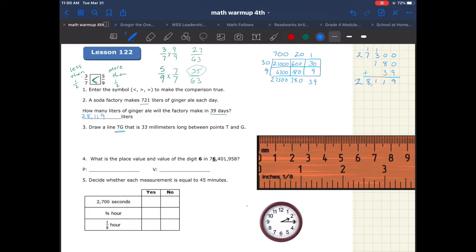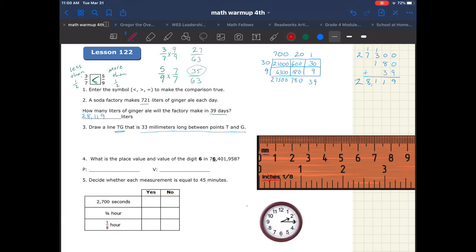Okay, number 3 says draw a line TG. TG is just the name of the line, and we'll name the line in a minute. That is 33 millimeters long between points T and G. I believe they want you to actually go find a ruler. So I found a ruler and put it in here. And we want millimeters. Millimeters are right here.